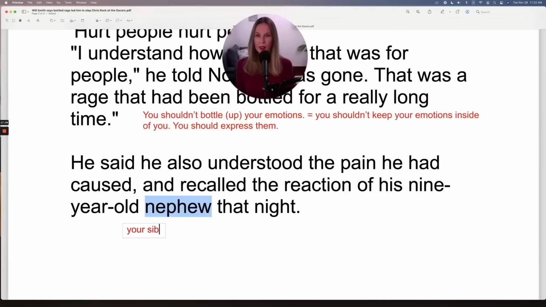Your sibling's male child. It has to be for a male. Now notice I have my apostrophe S because the child belongs to your sibling. And sibling is your brother or sister. Sibling is gender neutral. It can be for brother or sister. It does not matter. Sibling. But nephew is only used for the male child of your sibling.